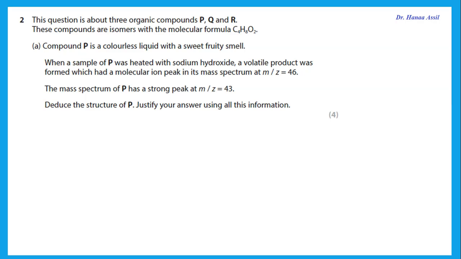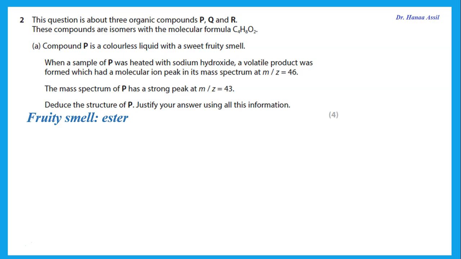This question is about 3 organic compounds, P, Q, and R. These compounds are isomers with the molecular formula C4H8O2, so all 3 of them have 4 carbons each. Compound P is a colorless liquid with a sweet, fruity smell. Of course, as soon as we are told that something has a fruity smell, that means that compound is an ester. Now, when a sample of P was heated with sodium hydroxide, a volatile product was formed.